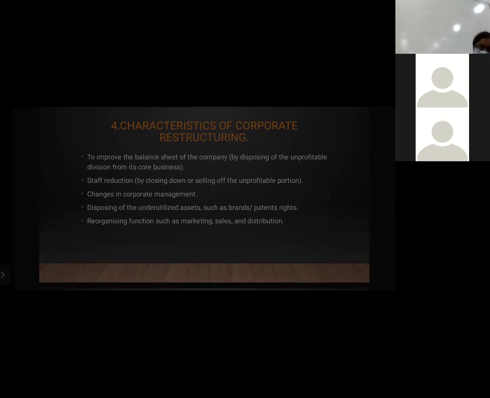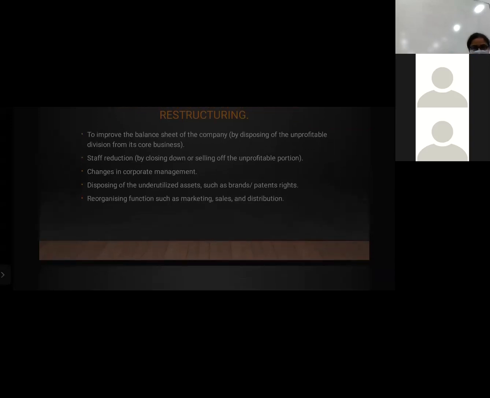And fourth point is disposing of underutilized assets such as business patent rights. Simply stated, it is removing long-term assets from the company's accounts records. Last point is reorganizing functions such as marketing, sales, and distribution. This point states that we organize all the marketing, sales, and distribution again in a new way, with new technology and innovation.